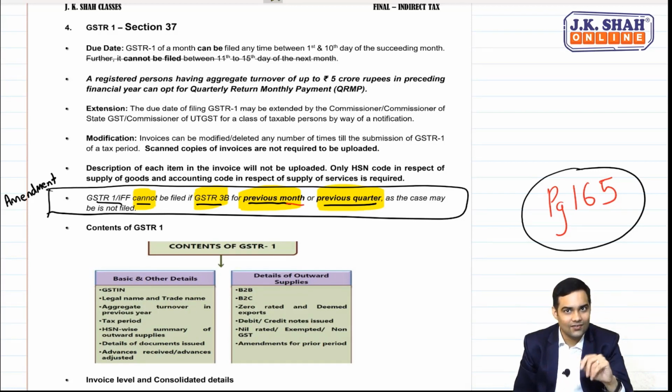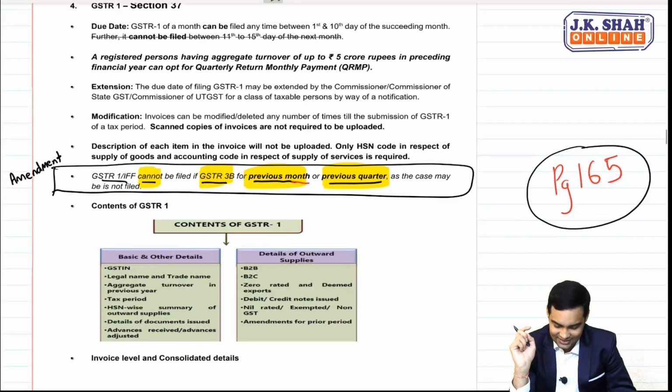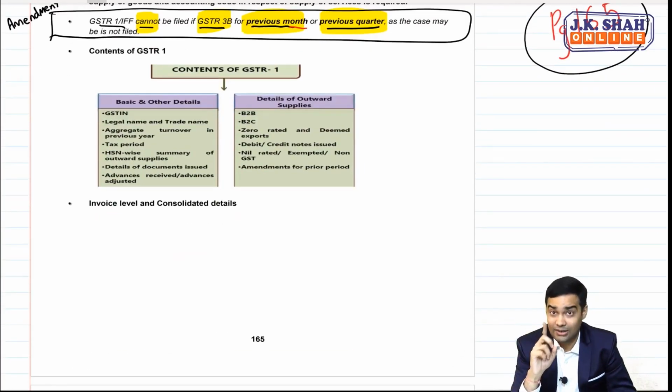GSTR1/IFF. What is IFF, sir? Invoice furnishing facility, where you can furnish B2B invoices. Clear? Okay, small change. Important for MCQ, huh?